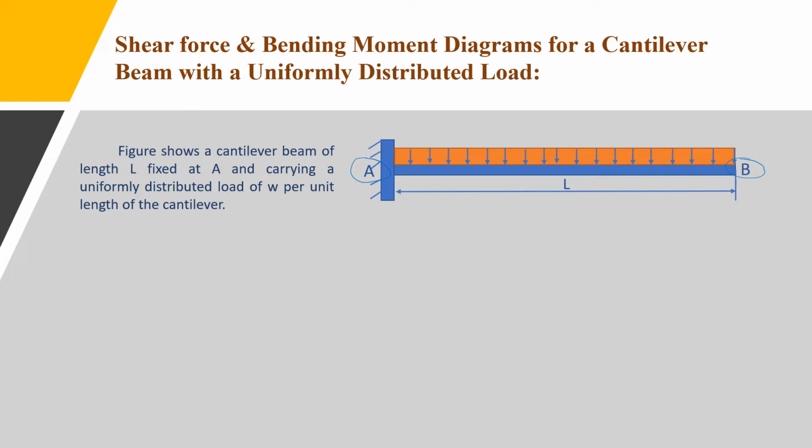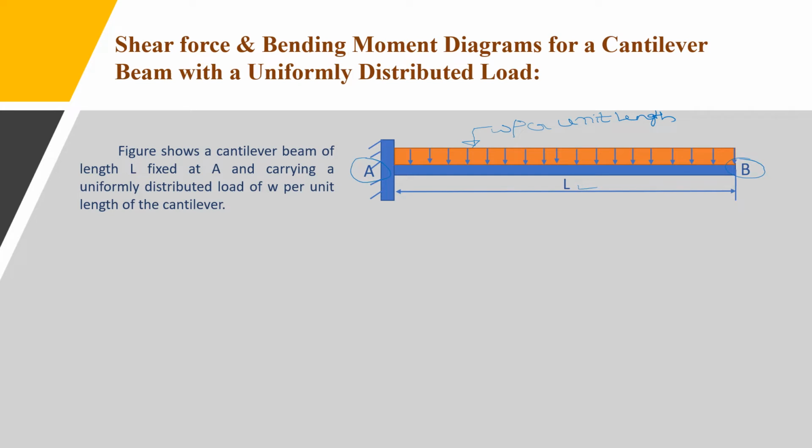So in this figure, you can see a cantilever beam of length L, fixed at A and free at B, carrying a uniformly distributed load of W per unit length. So here for this cantilever the load is W per unit length. Now calculate the shear force and bending moment values.